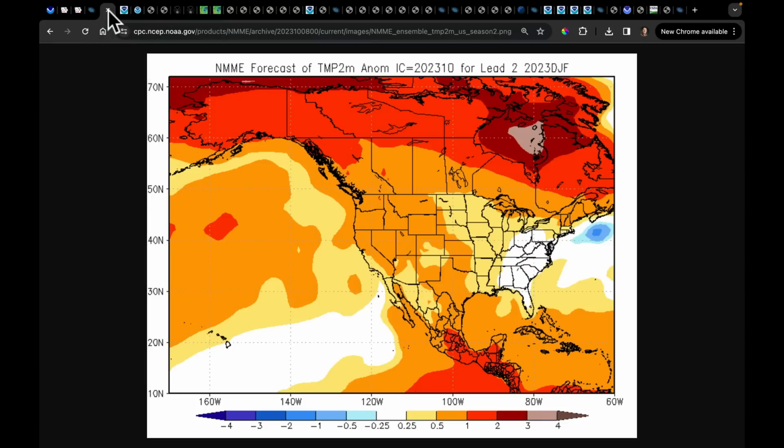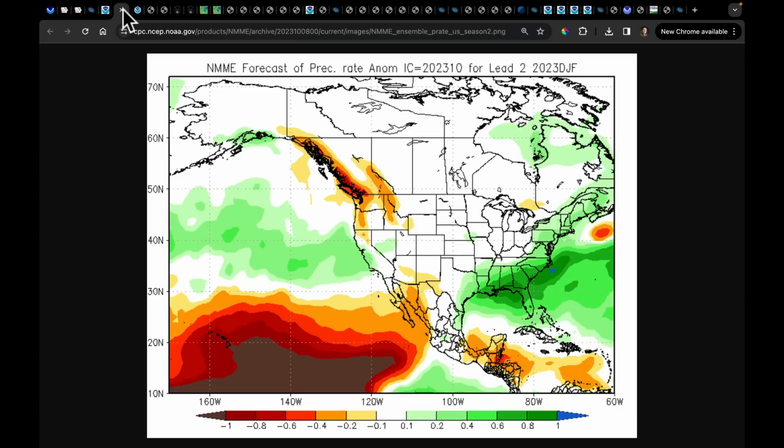Same vein, let's do the National Multi-Model Ensemble. It was only cooler or near average in this section of the country, most of the east. It was quite warm everywhere else. Okay, so the model at least was directionally correct. What about the precipitation side of things from the National Multi-Model Ensemble? It is important to note that it had a little bit of a drier signal here near the Great Lakes, and it was also drier than average in the Northwest.